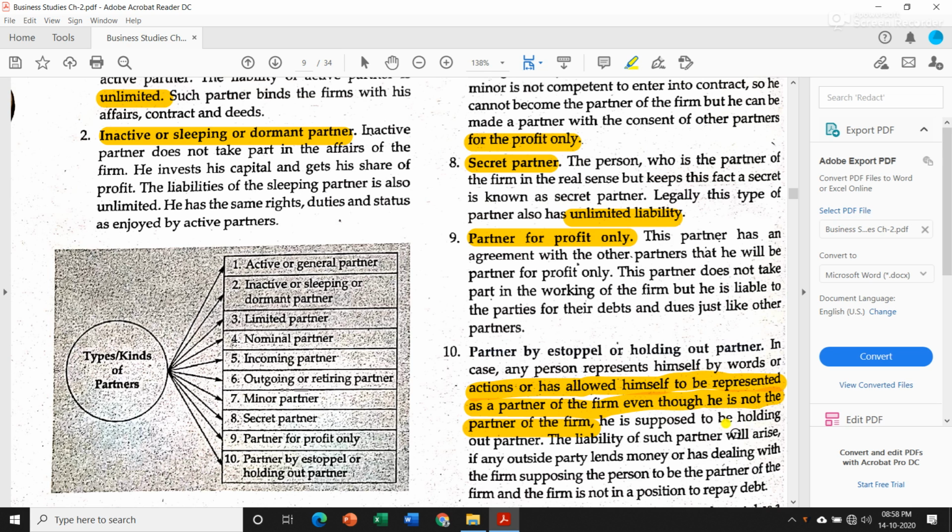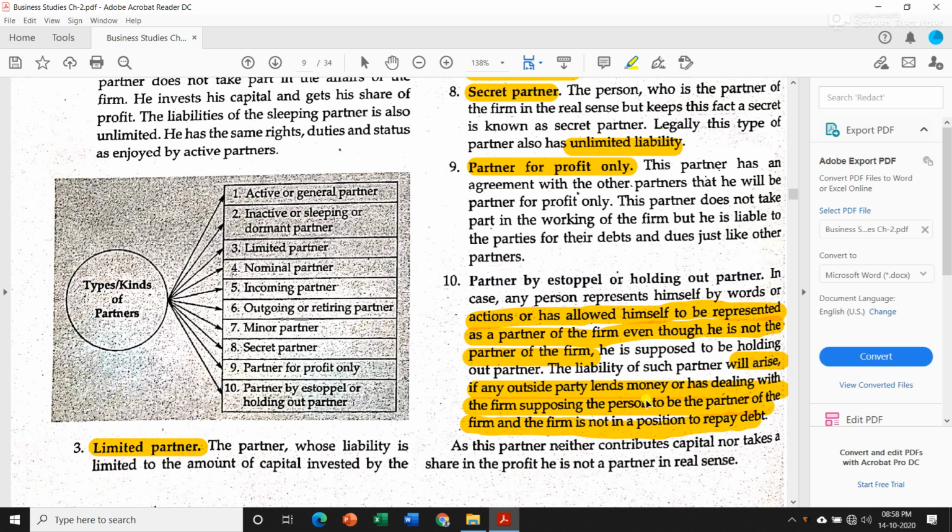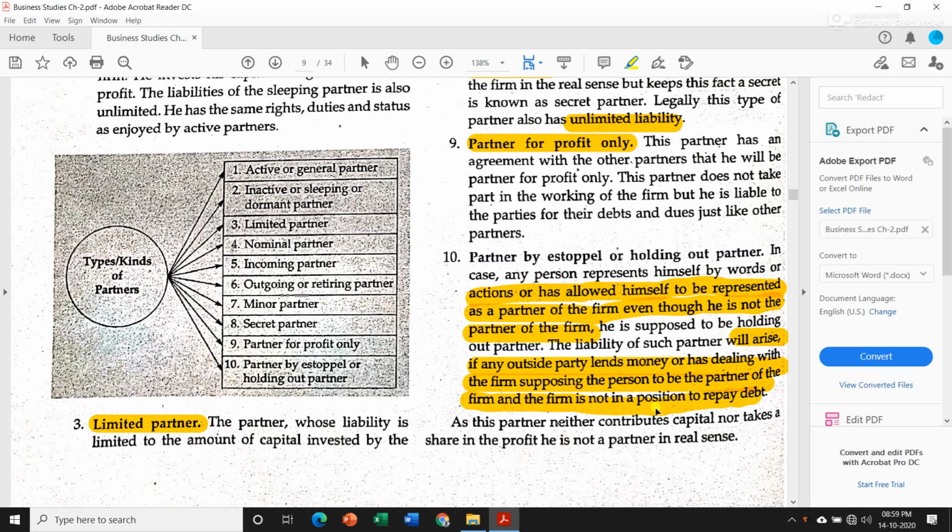The liability of such partner will arise if any outside party lends money or has dealings with the firm, supposing the person to be a partner of the firm, and the firm is not in a position to repay the debt. Now, this kind of partner's liability will be unlimited if any third party has invested in the firm based on this partner's name, position. Then as this partner neither contributes capital nor takes a share in the profit, he is not a partner in the real sense, he is just for show.